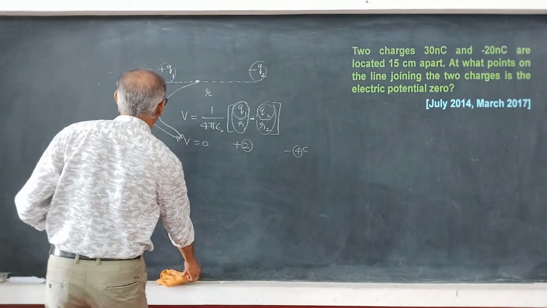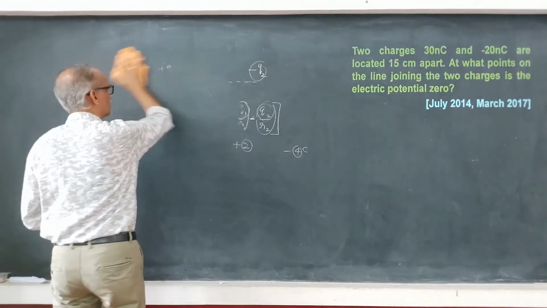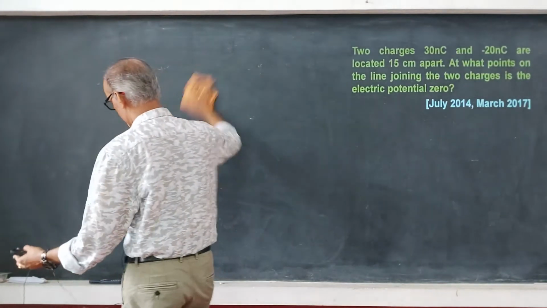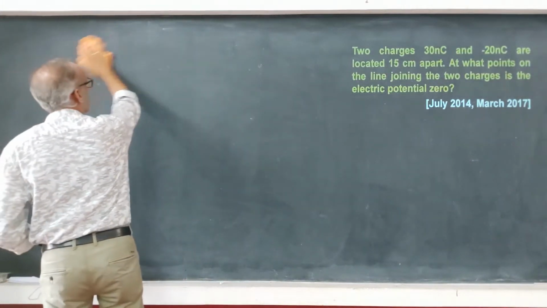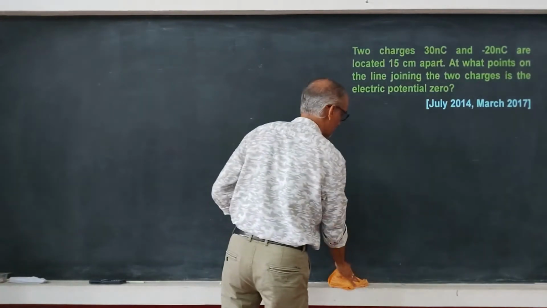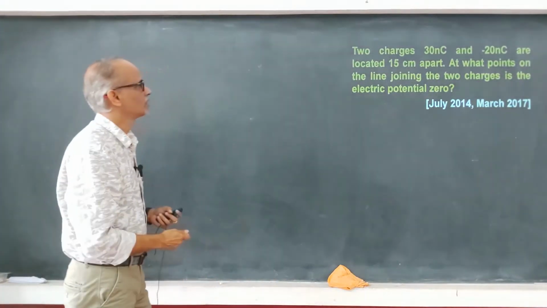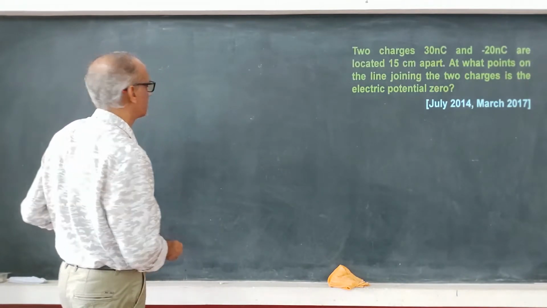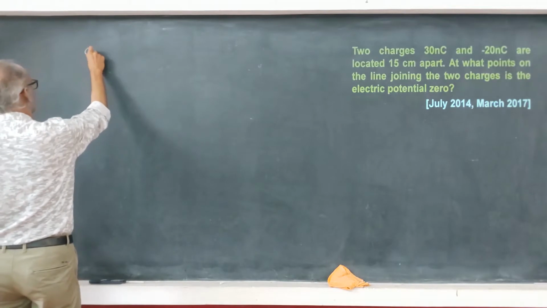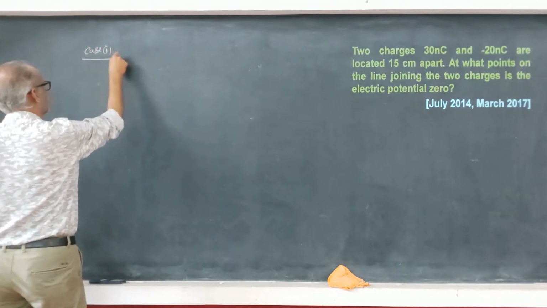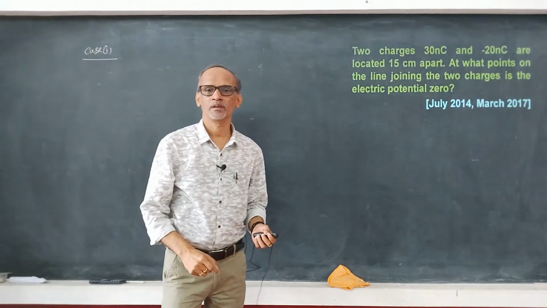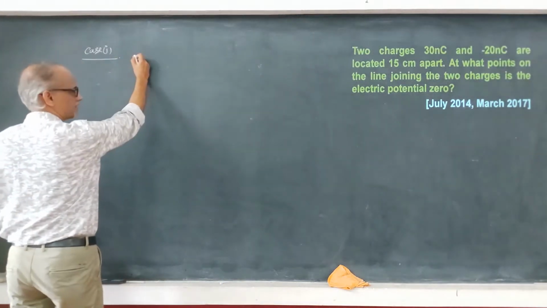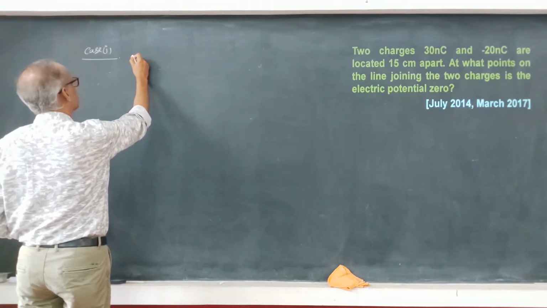This question has appeared twice in the examination, and I'm going to discuss two cases. One, when the point is between the two charges, and the other when the point lies outside the two charges. Okay, let's go through the statement. Two charges, 30 nanocoulomb and minus 20 nanocoulomb, are located 15 centimeter apart. What I am discussing right now is the first case, where the point lies in between the two charges. So the first charge is 30 nanocoulomb.